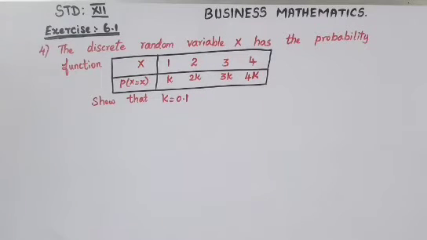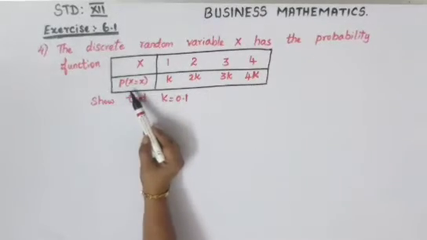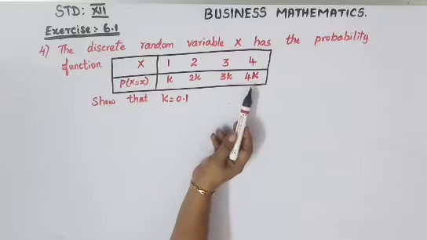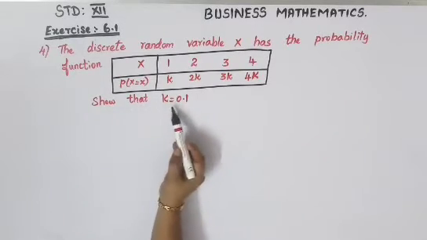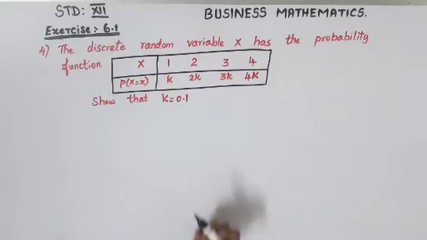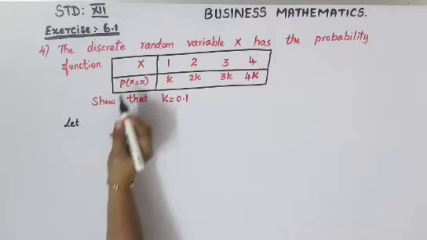Fourth question, the discrete random variable X has the probability function. The function is given x is equal to 1, 2, 3, 4 and the values of P of x are k, 2k, 3k and 4k. They have asked you to show that k is equal to 0.1. So you have to find your value of k and the value of k should be equal to 0.1.